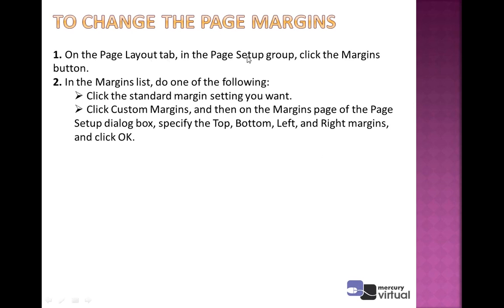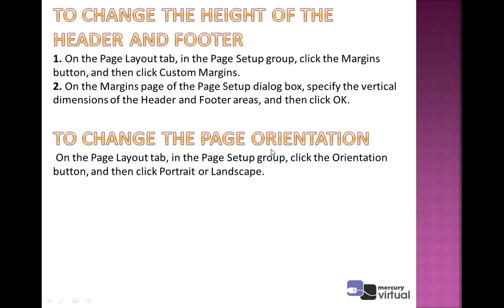How to change? Go to the Page Layout tab. In the Page Setup group, click the Margins button. In the margins list, you can click on the standard margin setting, meaning the automatic setting, or the custom setting, meaning the manual setting which you want, and you can specify the top, bottom, and side margins and click OK.